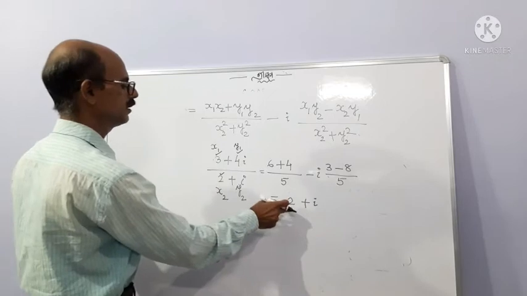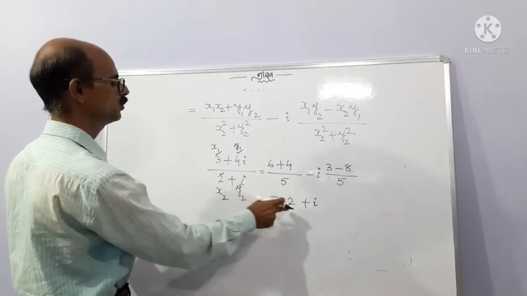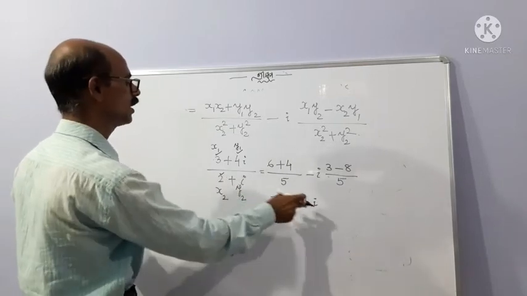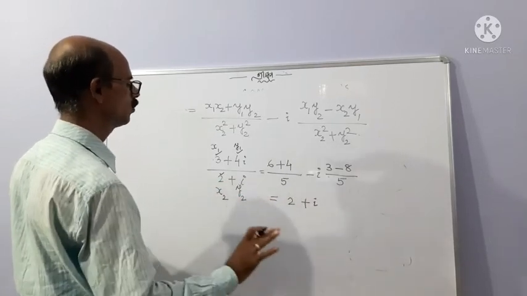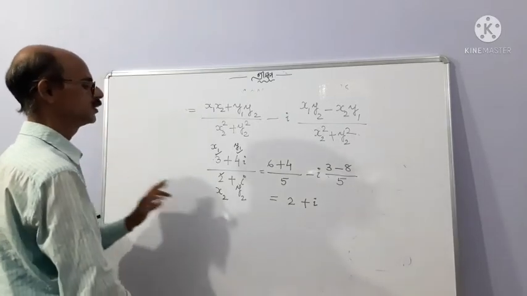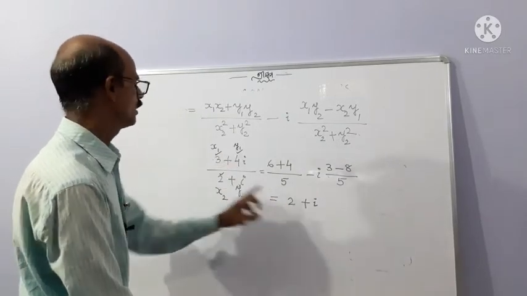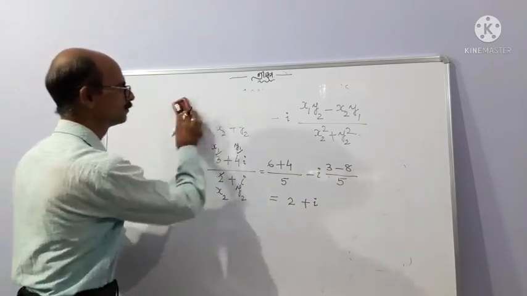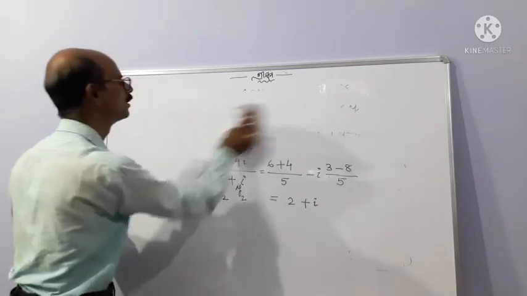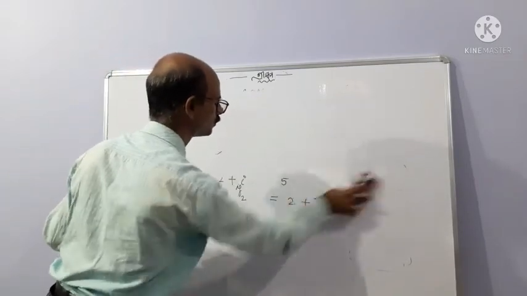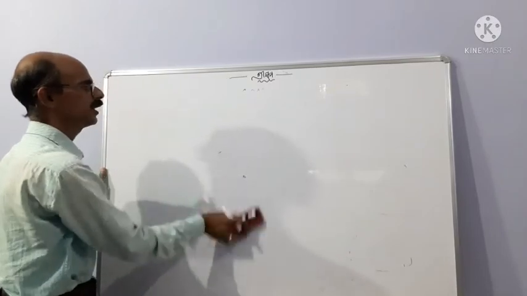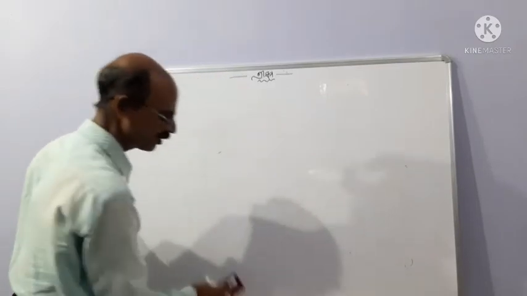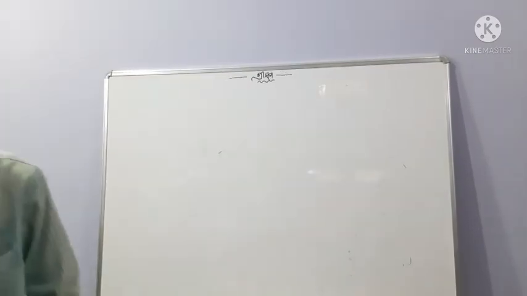Check: 2 plus i into 2 plus i, 2 into 2 is 4, i square is minus 1, 2i plus 2i is 4i. If we multiply 2 plus i with 2 plus i, we will obtain 3 plus 4i. In this way, we will proceed with addition, multiplication, division and subtraction.